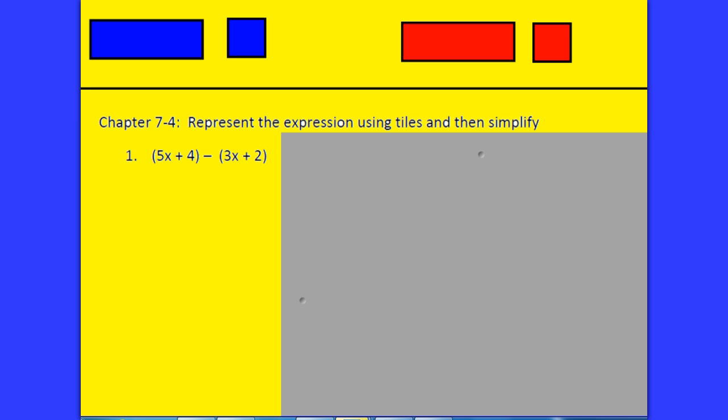So bear with me, and please, like I said before, I expect pictures and work to be written in your notes, and then we'll deal with whether or not you should be doing them individually between you and me in class.